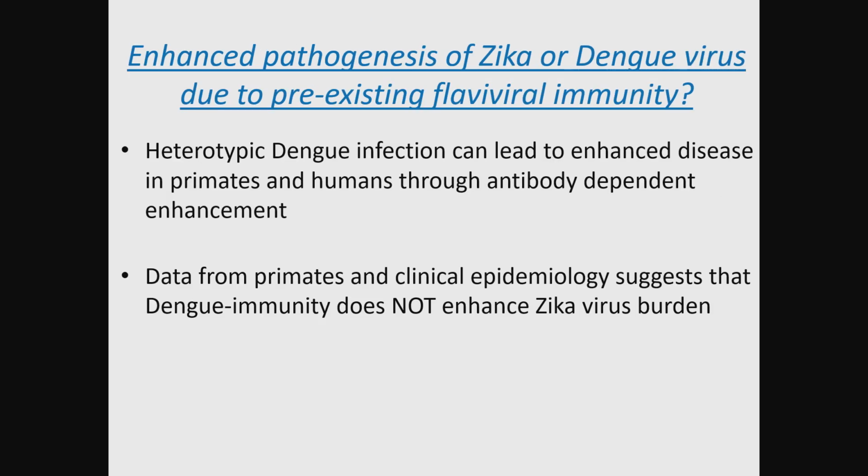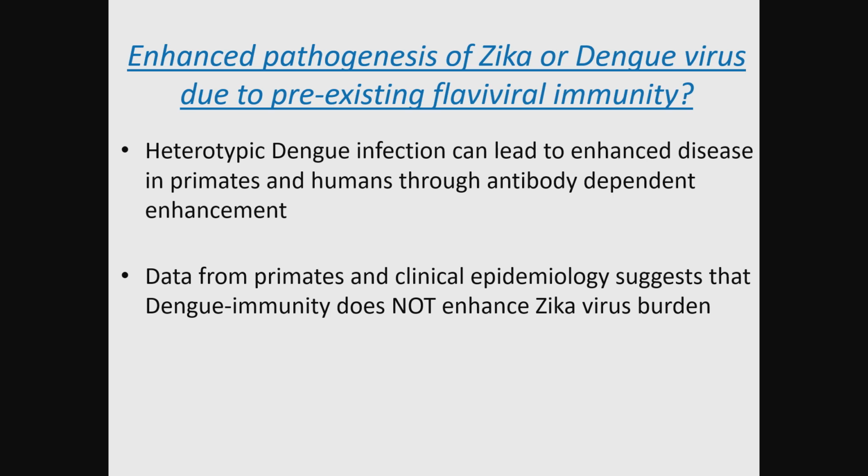So one of the hotly debated topics in the flavivirus field is what is the effect of pre-existing flavivirus immunity on Zika or dengue virus disease? And one of the prevailing hypotheses to why Zika caused such a strong pandemic when it hit the Western Hemisphere was that there was a large population of dengue immune individuals, and this was leading to an enhancement of infection.